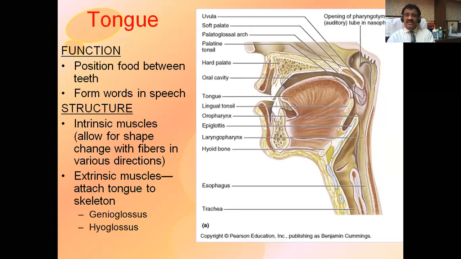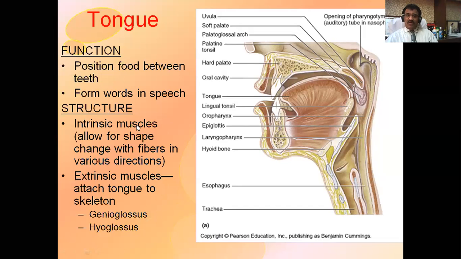The function of the tongue is to position the food between the teeth. So it helps you to take food between the teeth, so that there can be chewing and crushing, and it also helps in the formation of words in a speech language. And that is why we can speak any type of language. If there is no tongue utilized, there is no articulation and there is no speech. Words will not get formed.